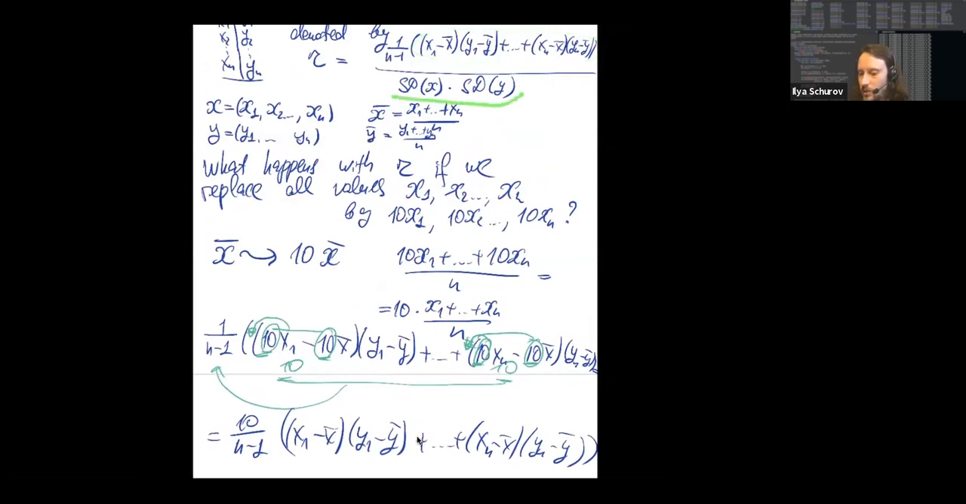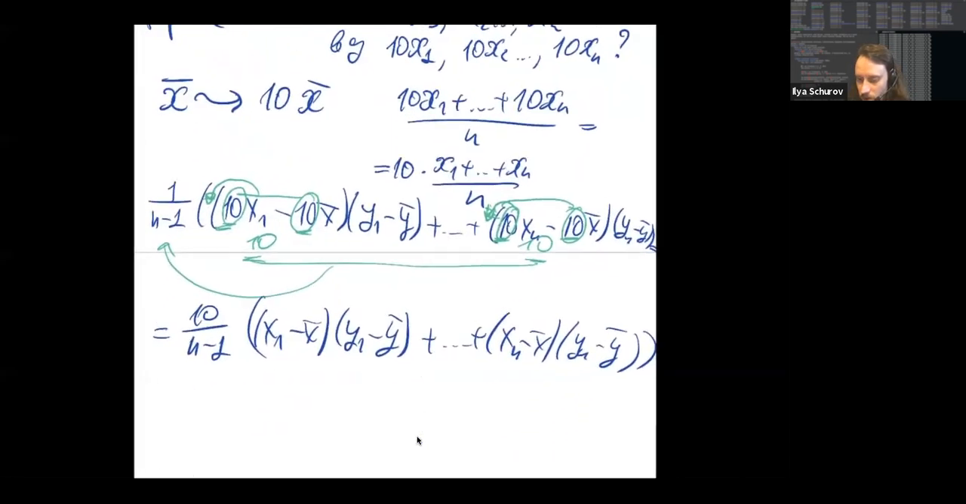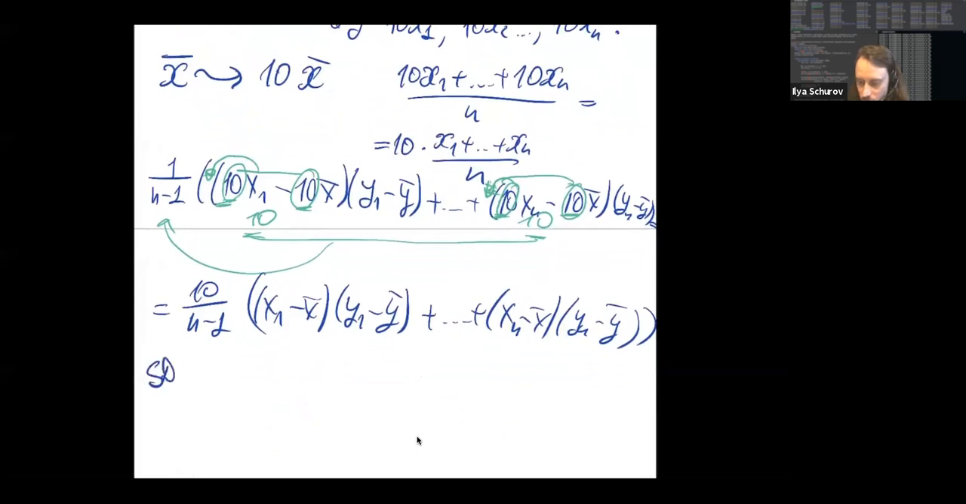And what happens with the denominator? So the standard deviation of y will not change because y is not changed at all. And what happens with the standard deviation of x? Again, this is actually rather important. Let me recall that the standard deviation of x is the square root of the following thing.